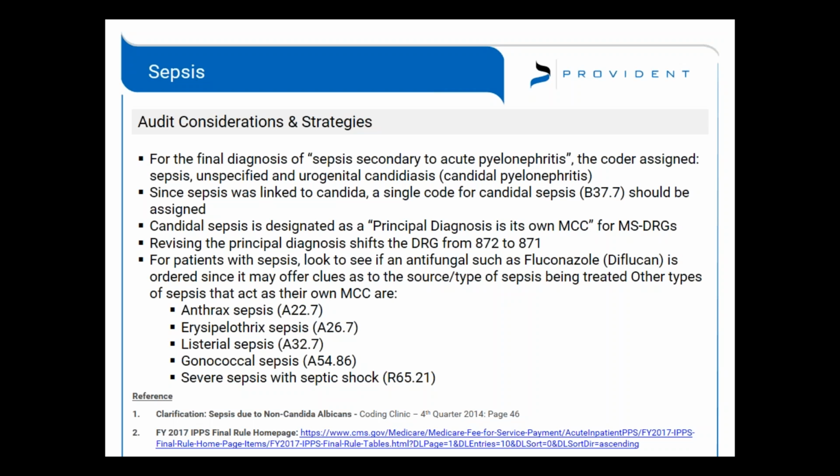Other sepsis that also acts as its own MCC are anthrax sepsis, the second one, which I cannot pronounce and have never seen before, listerial sepsis, and gonococcal sepsis. The reason they're MCCs is because they're not that common. Probably the most common is the candidal sepsis out of the group, so that's the one you want to look for. And of course, severe sepsis and septic shock automatically take you to DRG 871.